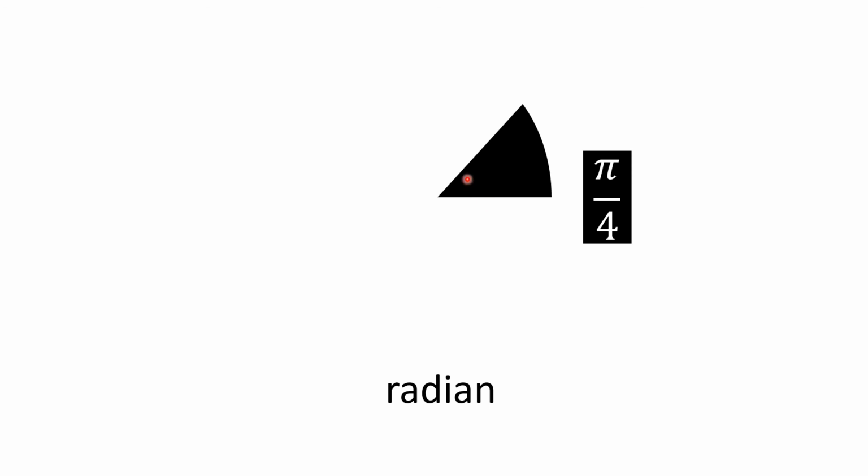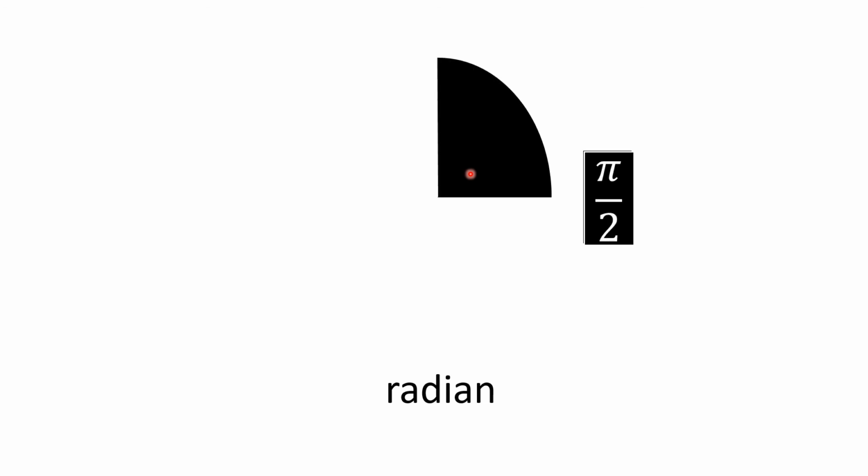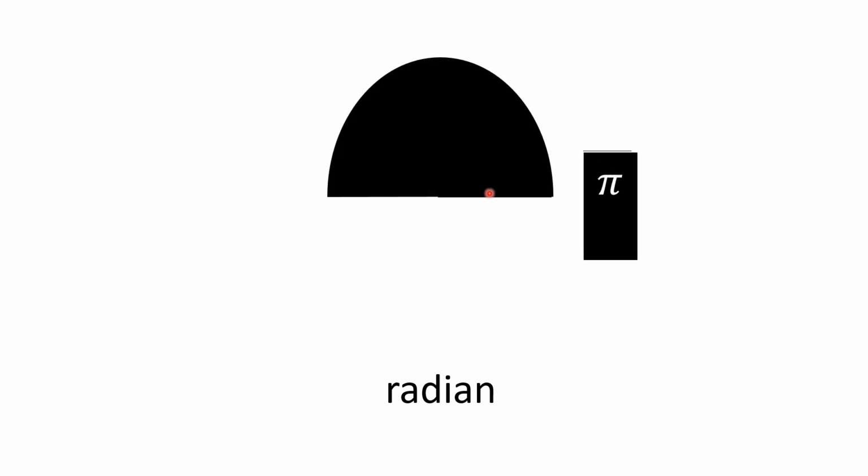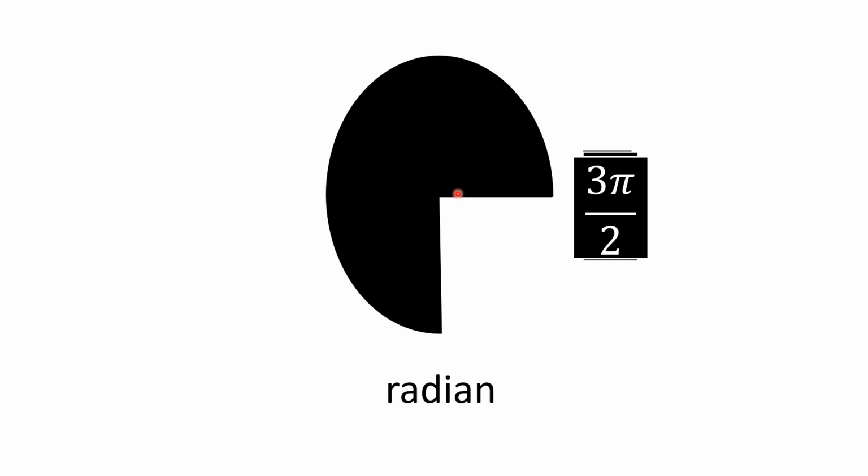This is an example of a pi over 4 radian. This is an example of a pi over 2 radians, or 1/2 pi. This is an example of a pi radian. This angle is measured as 3 pi over 2, or 3/2 pi radians.